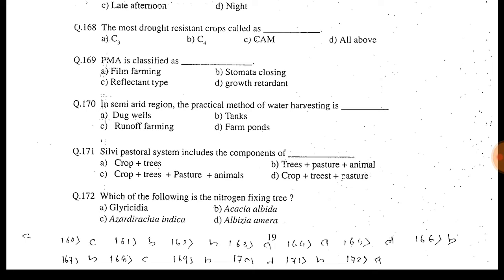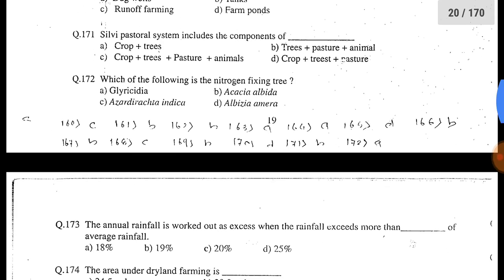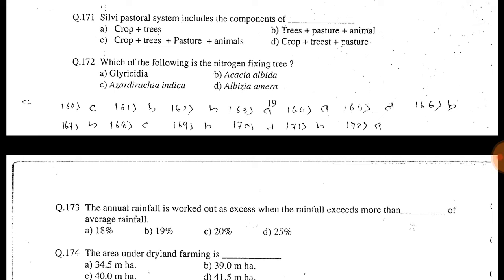169. PMA is called as stomata closing. 170. In semi-arid region, the practical method of water harvesting is farm pond. 171. A silvipastoral system include the component of trees plus pasture plus animal. 172. Which of the following is the nitrogen fixing tree?